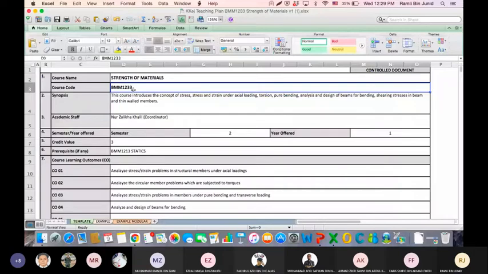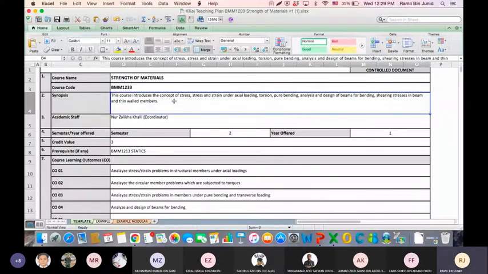And then this is the synopsis of the subject. You can read it yourself. So we study about stress, strain, axial loading, torsion, bending, and so on.